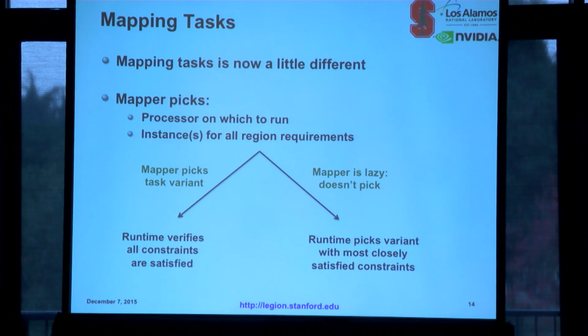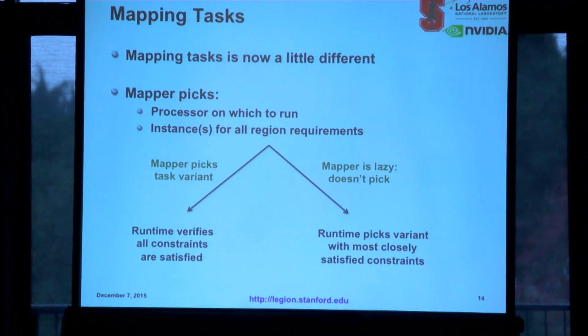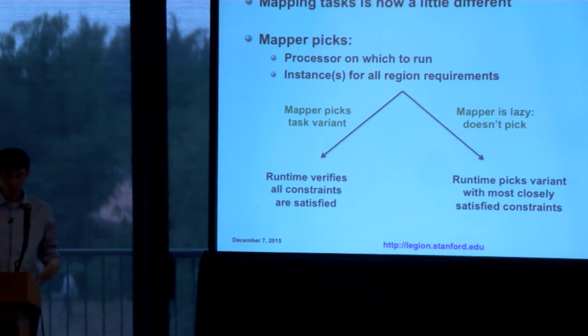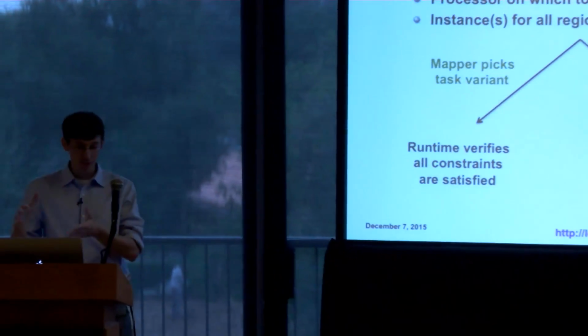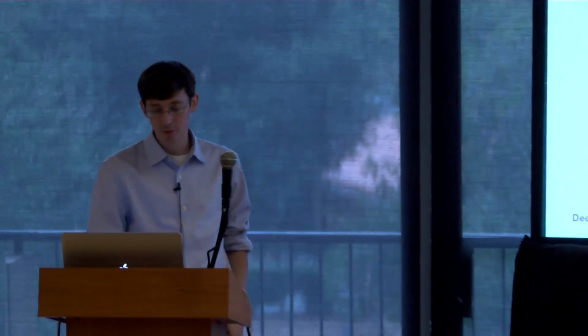The alternative case is the mapper can be a little bit lazy about this. We know what the constraints are for using various task variants. We can pick a variant that most closely satisfies the constraints based on the instances and the processor that the mapper has chosen. So effectively, now we're giving you a bit of a decision. You can either be lazy and let the runtime pick for you based on what task variants exist, or you can say, I want to use this one, and we'll check to make sure that you're going to be correct. And if not, we'll let you know. The important thing here is that correctness is guaranteed no matter what you do.